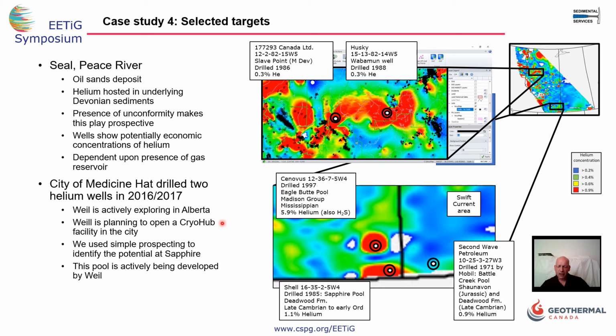And then the second example here is right down in the bottom eastern corner of Alberta, where the city of Medicine Hat has been drilling some exploration wells in helium, and Vile is planning to open a cryo hub facility in the city at some point as well. We can see that there's some values here up to 5.9% helium. So this would definitely be economic, and there are definitely plans for more exploration in this area by Vile and other companies. And this extends over into the Swift Current area in Saskatchewan, where Second Wave Petroleum and others are already producing helium.